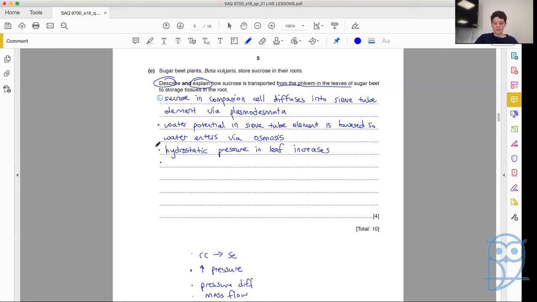So then what happens? Well, we get mass flow, but we've got to prep as to why that mass flow, because we talked about this pressure difference. So we have low hydrostatic pressure in root as sucrose is removed and water leaves sieve tube element.